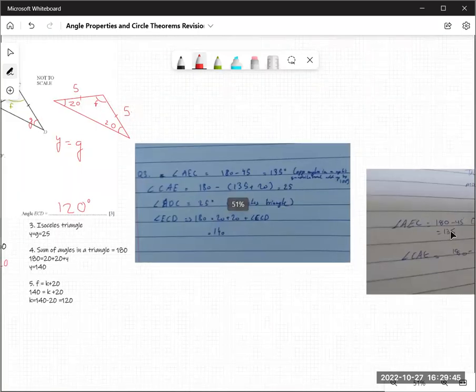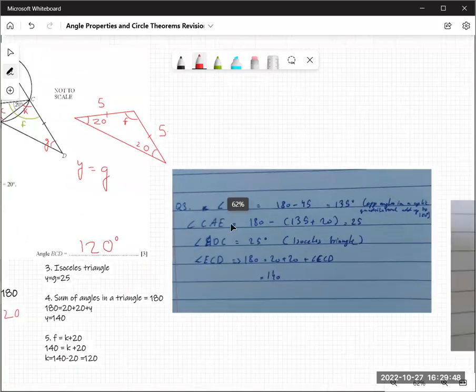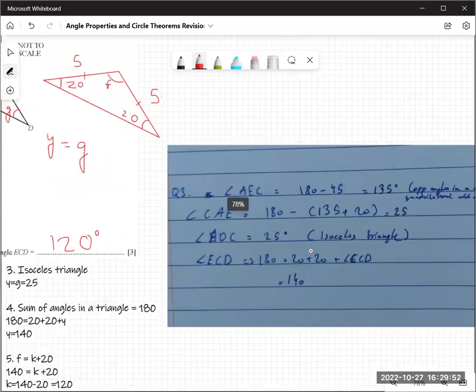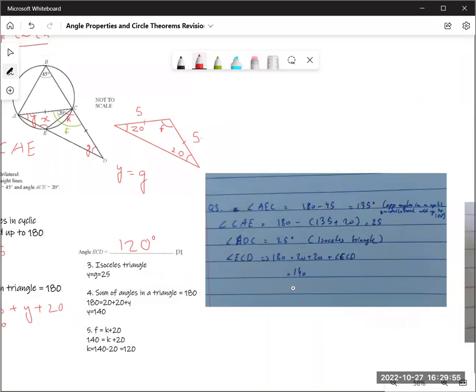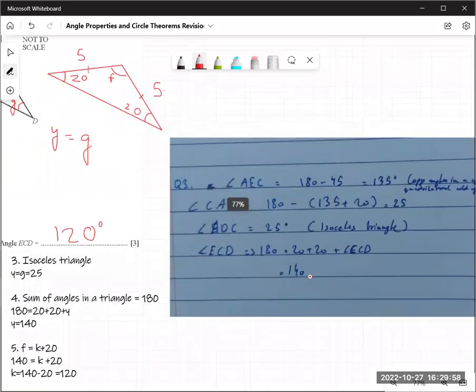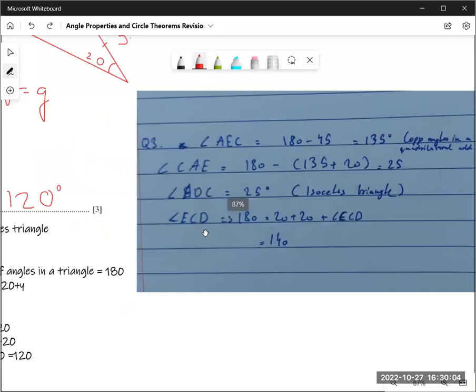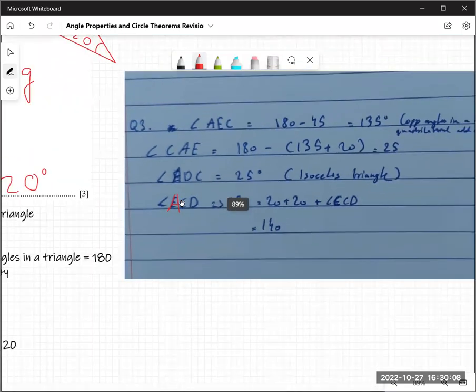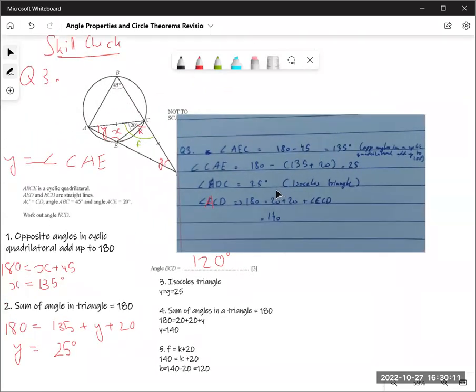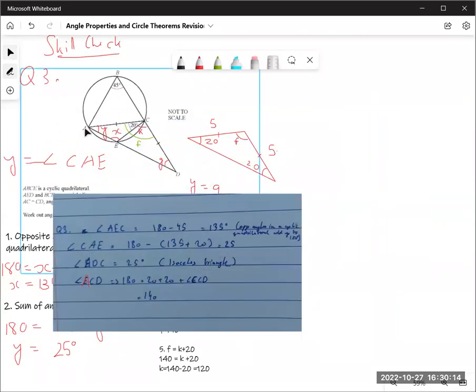Now, Mavadda, look at this. We know that ADC is 25, fine. Okay, Mavadda, there's a problem here. It's not ECD which you're finding. You're finding ACD. If you look at this, you'll realize that this is the angle you were finding, which is ACD. So 180 plus 20 plus ACD is going to give you that much. Now I know that angle ACD is 140.